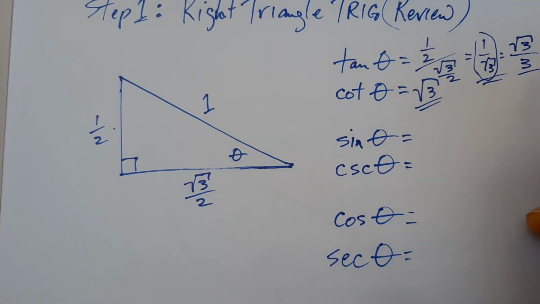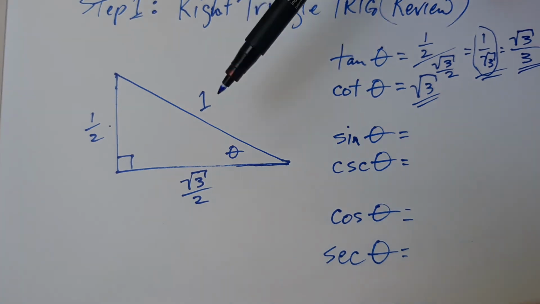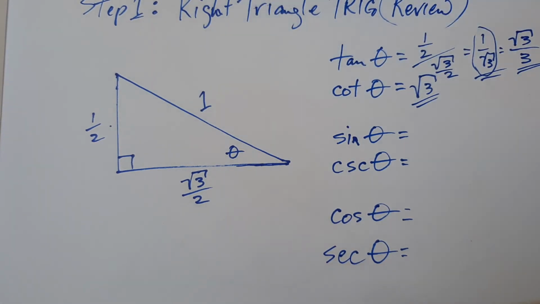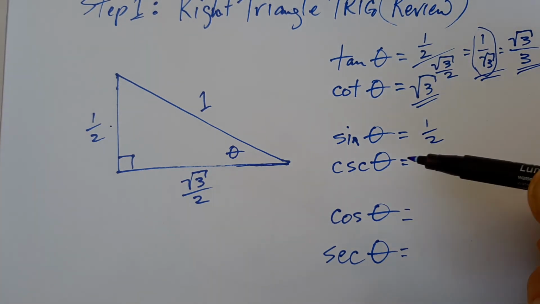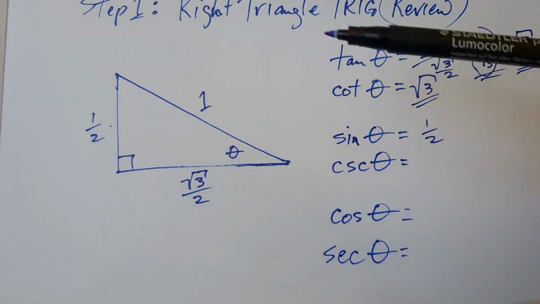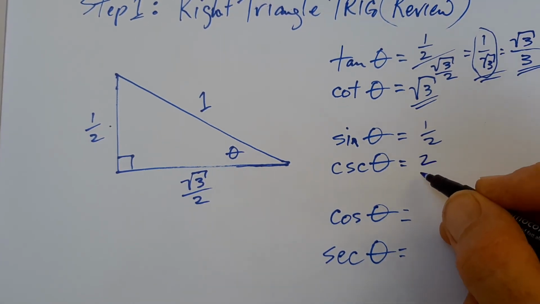So there's our tangent, cotangent. Sine is opposite over hypotenuse, 1/2. No problem. Cosecant is the inverse of sine. So you flip over 1/2. Boom, done. Okay.